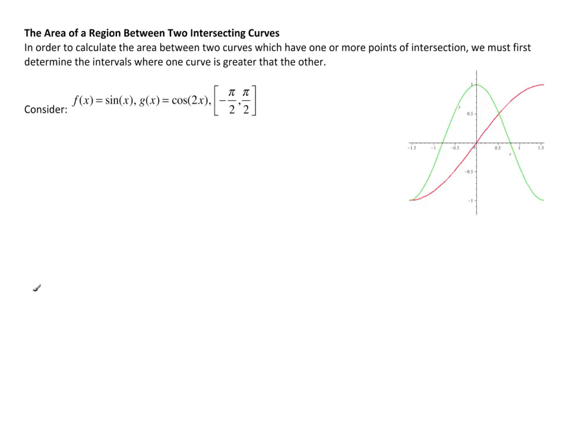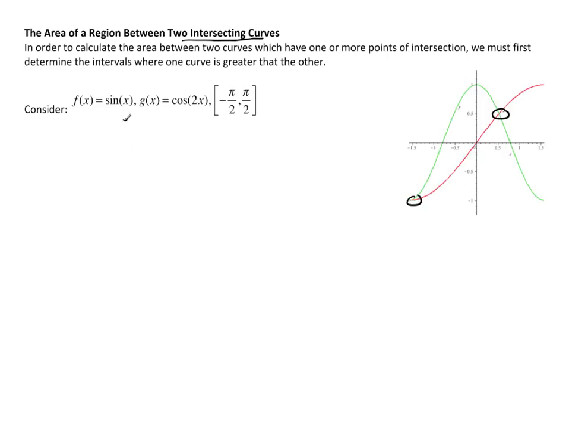Let's take a look at another example here. I want to find the area between two intersecting curves. Now, in order to calculate the area between two curves that have one or more points of intersection, we must first determine the intervals where one curve is greater than the other. So we need to find these points of intersection, then figure out who's bigger than who.